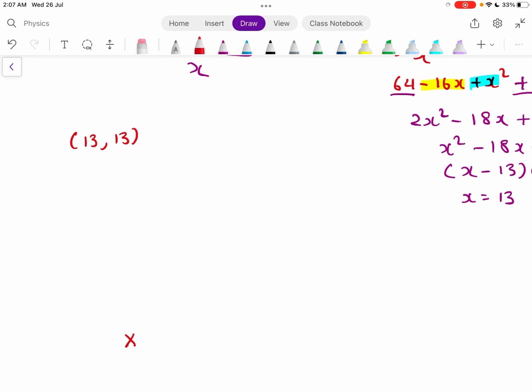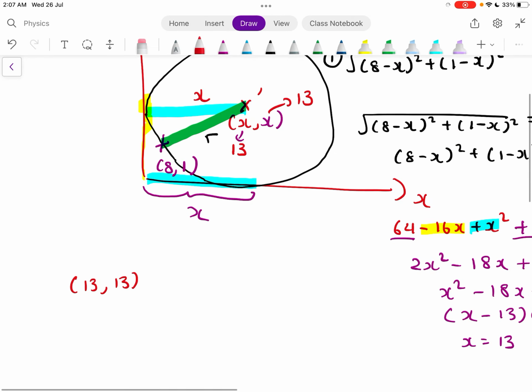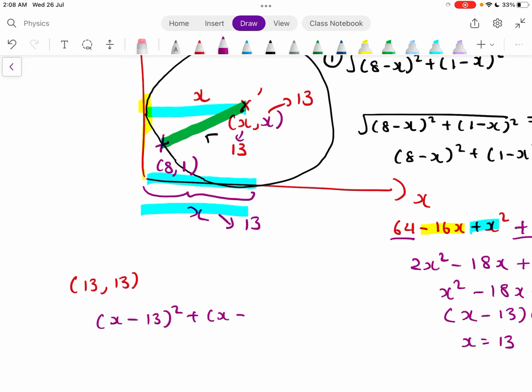Now is the time to find the radius of the circle. This one is a simple one. Just use the length formula. Oh, actually I don't need to, because I already know that the radius of the circle is x. So the radius of the circle is 13. So you just put (x minus 13) bracket square plus (y minus 13) bracket square, which will give you 13 square. 13 square, let me just do a quick calculation, is about 169.